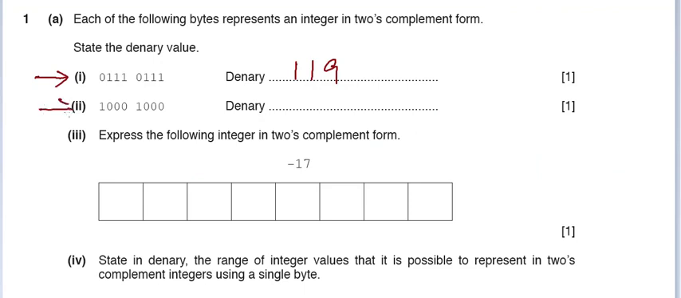Let's solve this one real quick. 1000 1000. Once again we have to apply the weights 1, 2, 4, 8, 16, 32, 64.